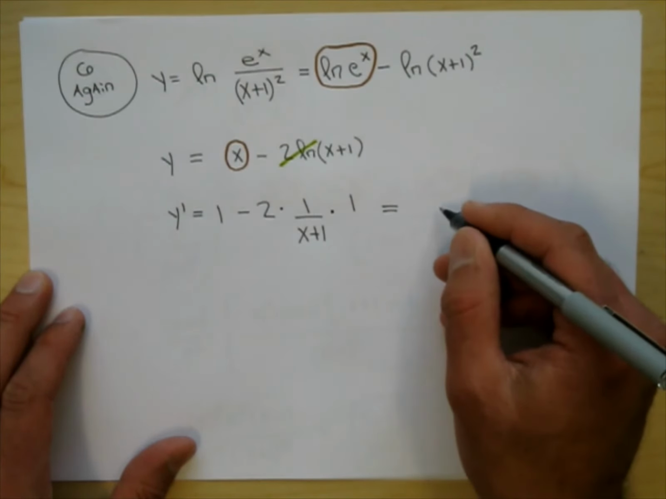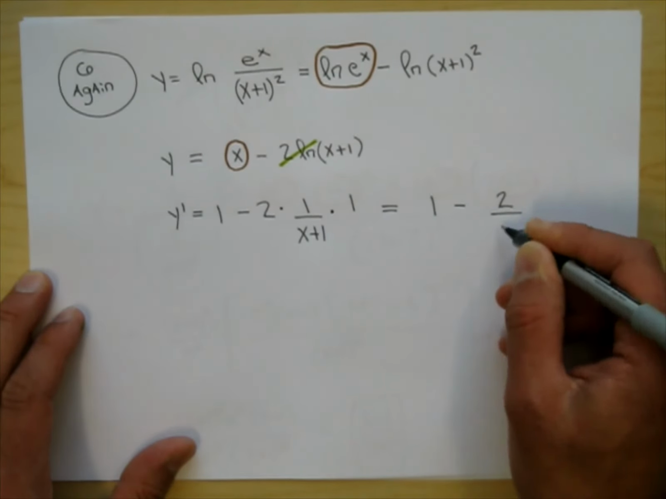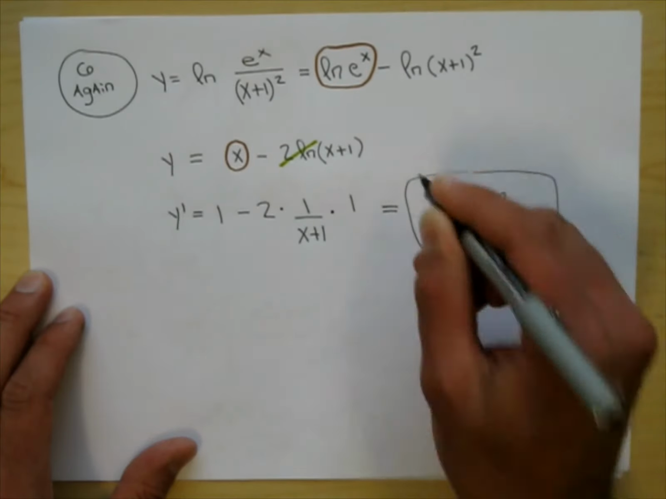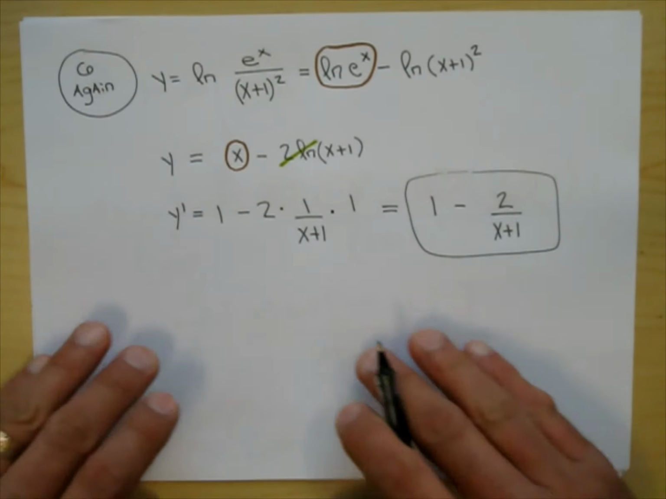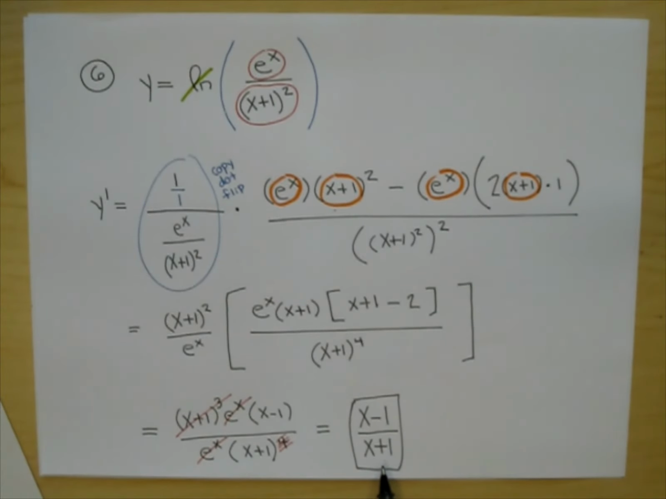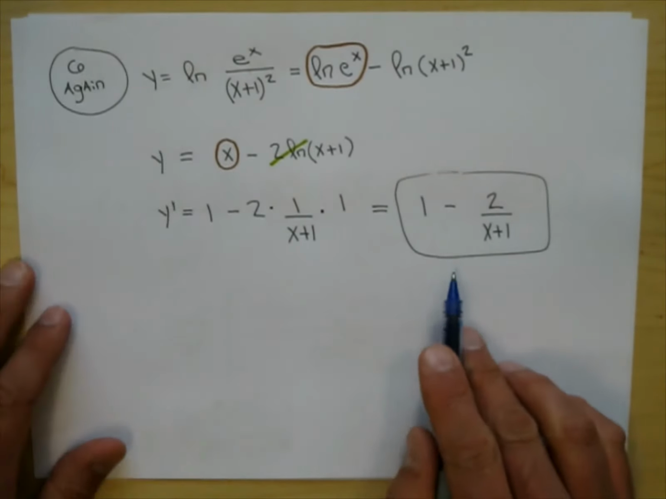So my final answer looks like this. It looks like 1 minus 2 over x plus 1, which is an acceptable answer. And you might think to yourself, well, Joe, that is not what we got there. We got x minus 1 over x plus 1. So I'm going to now do some algebra on this to show you that it is the same answer. So I'll do that in blue, but we're done with this problem.